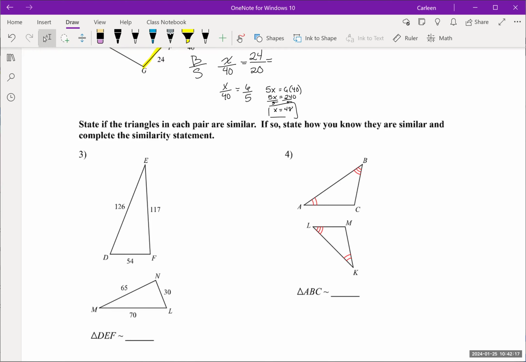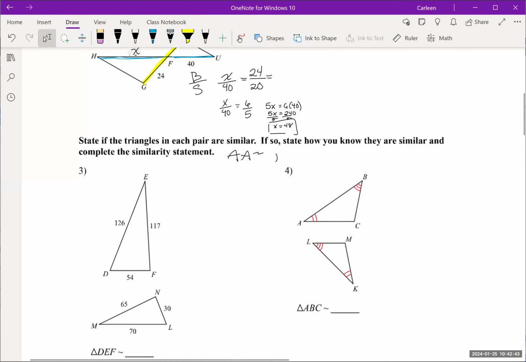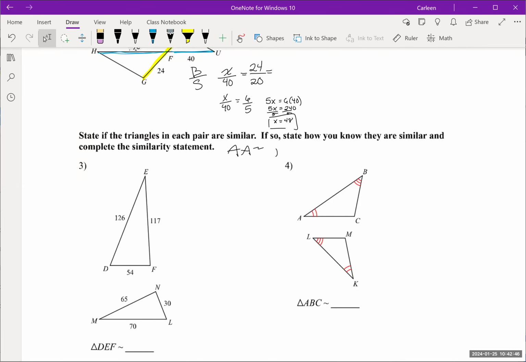So we could use angle similarity. Vertical and corresponding could come into play. Number 5, we're actually going to use vertical. So good point. Angle, or side, or side, angle, side. Now when we say sides are in proportion, that means they have the same fraction.